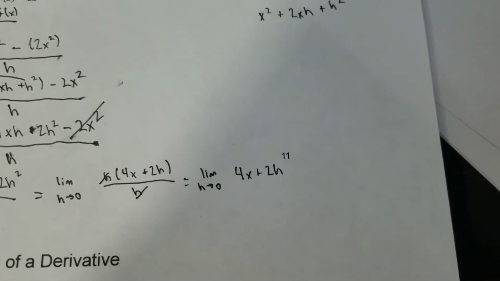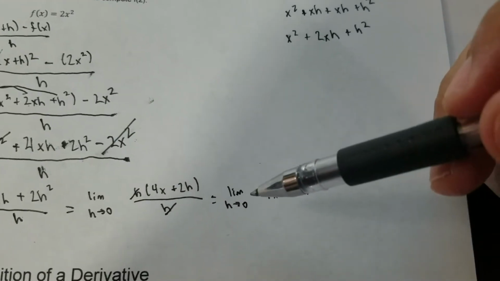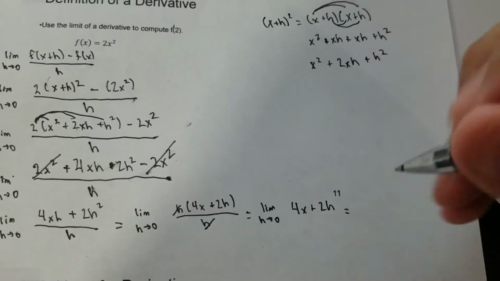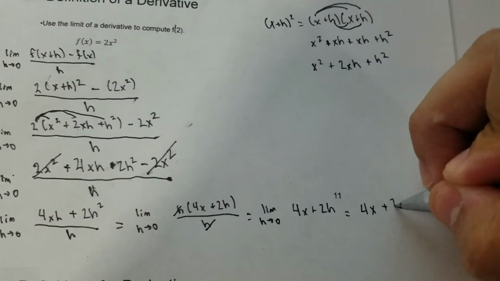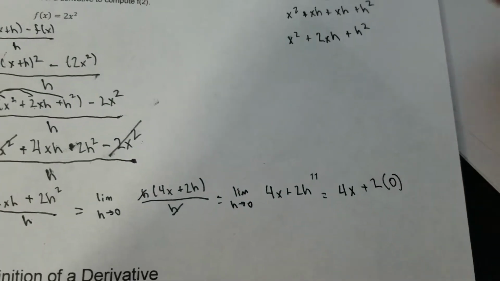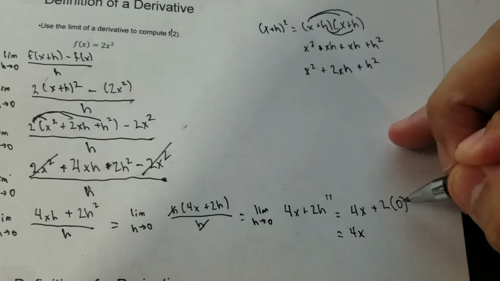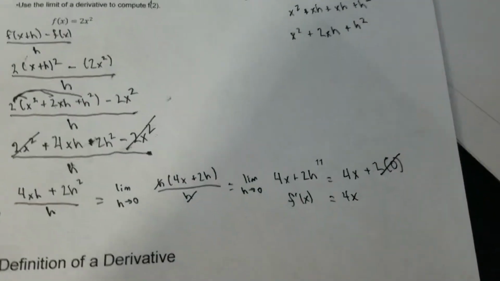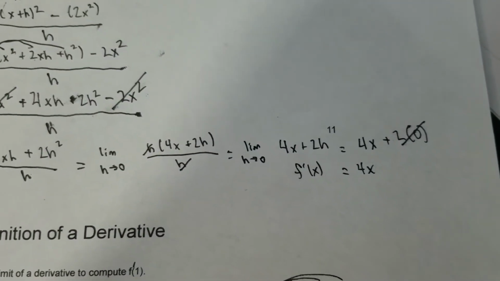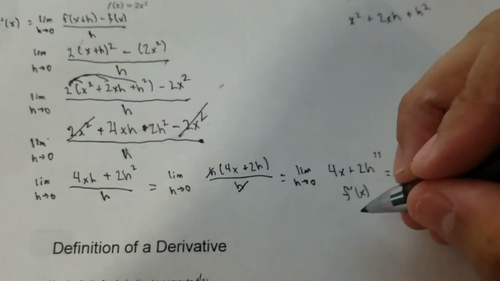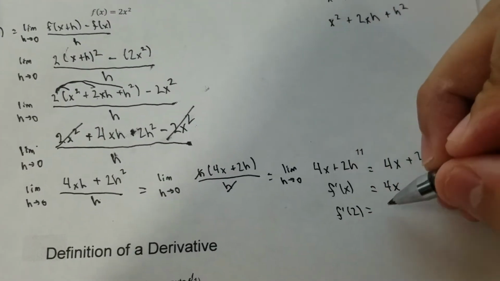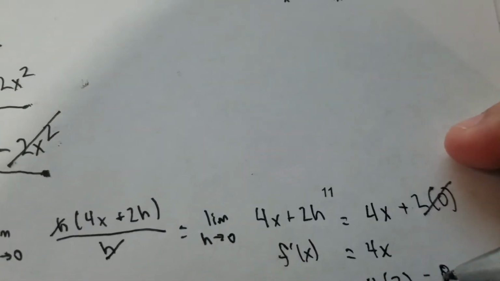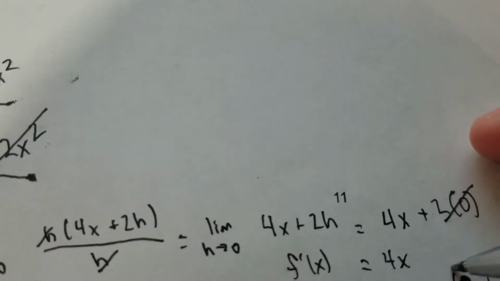Oops, sorry. So at this point, guys, now I'm going to plug in the 0 for h. So right here, I see an h, so I'm going to plug in 0. So this becomes 4x plus 2 times 0, which is just 4x. So 2 times 0 is just 0. So my f prime of x is 4x. Now I don't want f prime of x. What it's asking me is f prime of 2. So for f prime of 2, all I'm going to do now is multiply by 2, which is equal to 8. So this is the final answer.